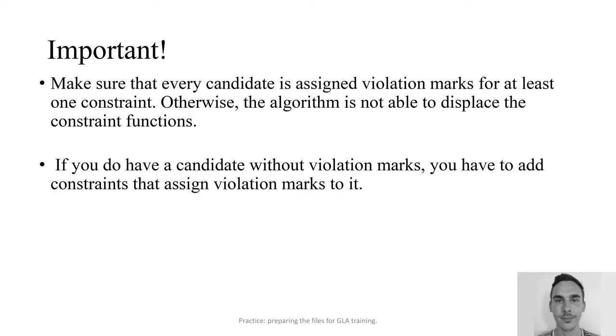Also, you have to make sure that every candidate in your candidate set violates some constraint. The reason being that otherwise the algorithm will default to that candidate being optimal. So, if you do have a candidate without violation marks, it could mean that your set of proposed constraints is insufficient to account for the phenomenon at hand, and could need some reworking. Another solution to this problem is simply leaving out the candidate without violation marks, which I do not recommend unless you can say with confidence that said candidate is irrelevant to your analysis.